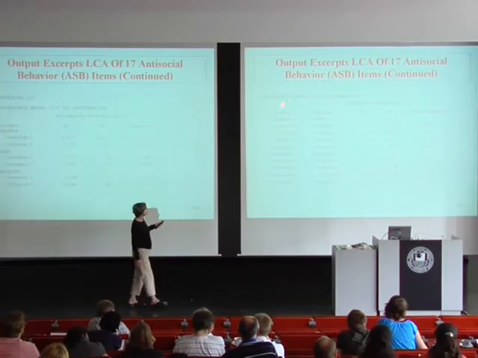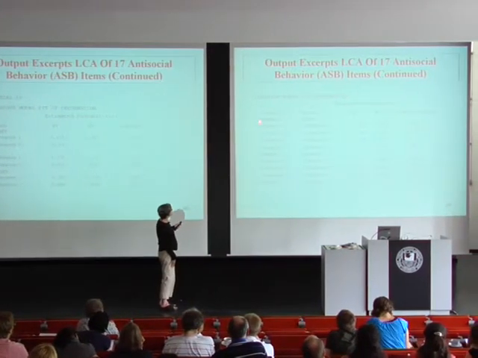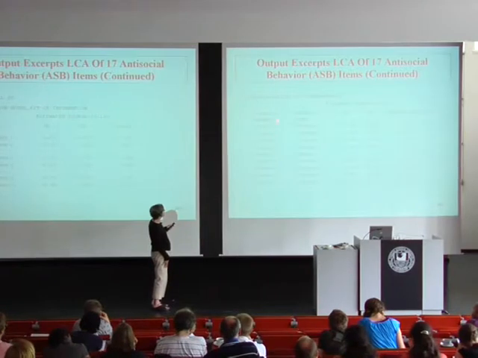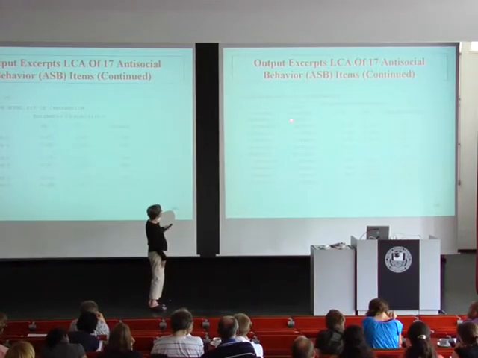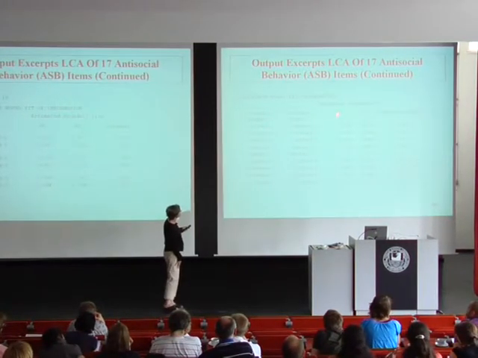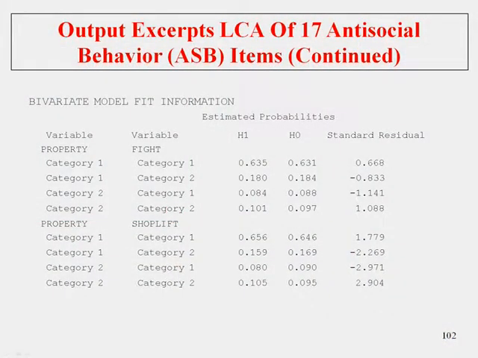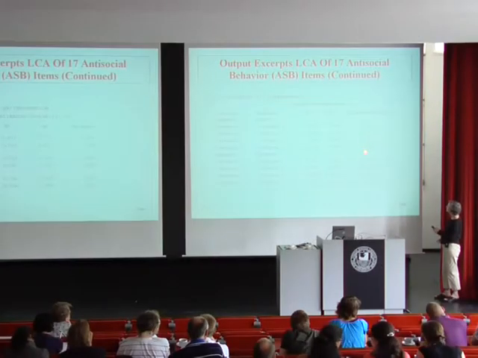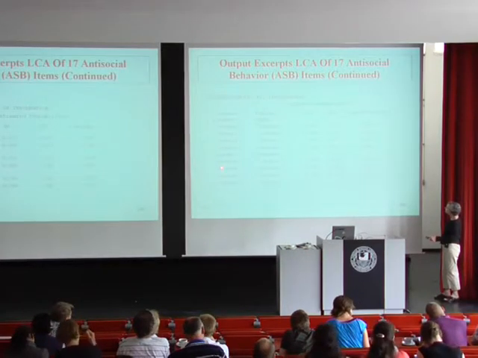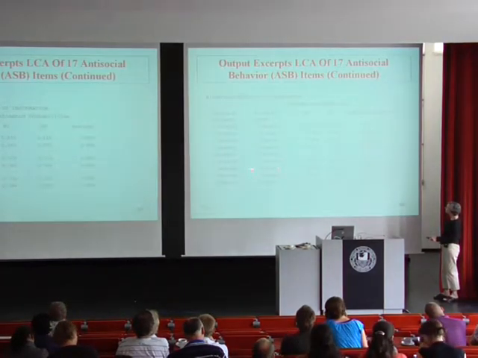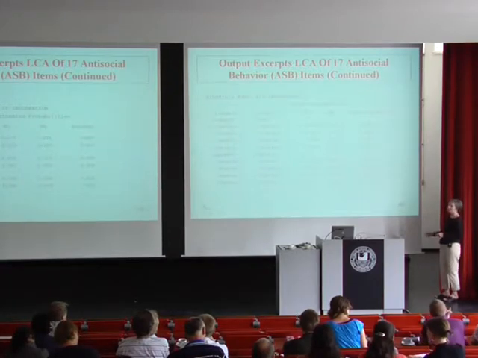And then here's bivariate information. So we have the variable property and the variable phi, and we still have our H1, H0 columns and our standardized residuals, and we can look down and see where we have large values. So these are less than 1.96. Here we have property, category 1, shoplift, category 2, so that cell of the table.